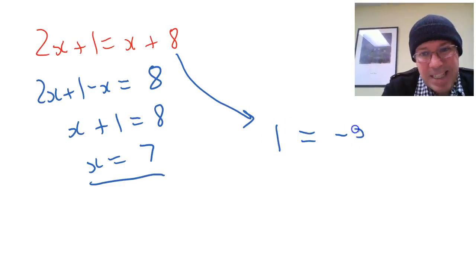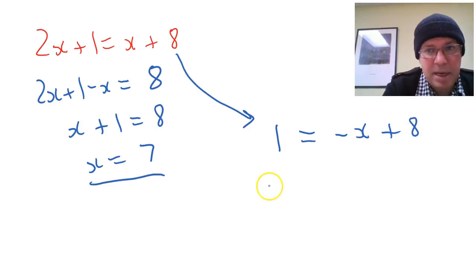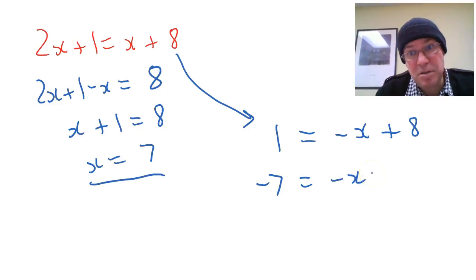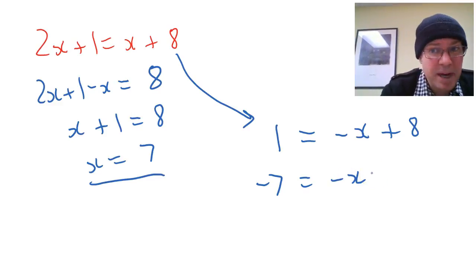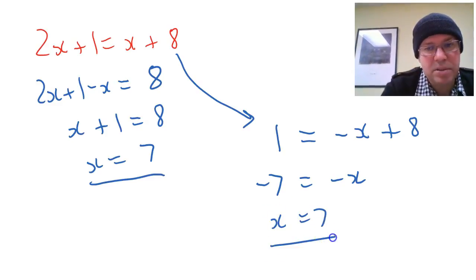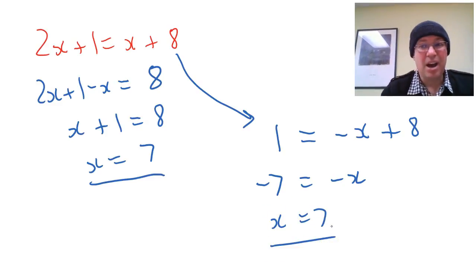It would be a minus x, because plus 8. Then I'd have to minus 8 from both sides. And 1 minus 8 is minus 7 is minus x. Then I'd have to do the trick of multiplying both sides by minus 1 or dividing both sides by minus 1 to get the same answer of x equals 7. So you can see that's a little bit harder there.